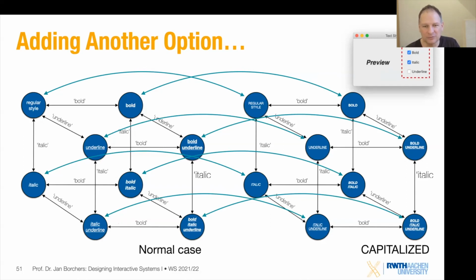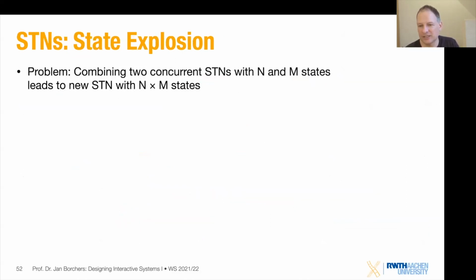You see the problem, right? State explosion. Adding a single additional checkbox in our dialog there means that we double the number of states. And in general, that means that if you have 2 STNs, and this is important, 2 concurrent STNs that are running at the same time, that are both active in a way, with n and m states, then you get a new combined STN that has n times m states. In our case, n was always equal to m, and it was always 2, and we just kept adding, right? 2 by 2 by 2 by 2 by 2.